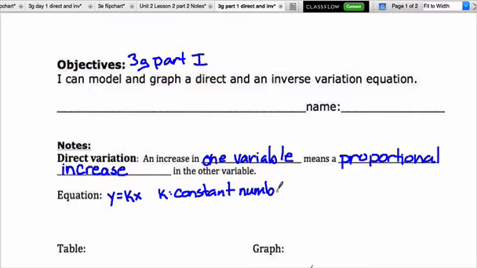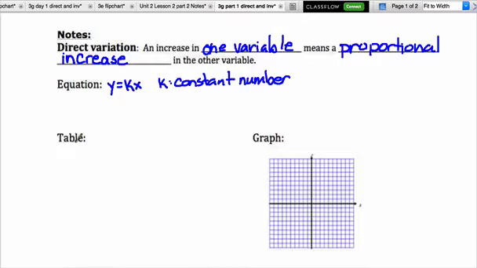As opposed to the x and y, which are numbers that are changing. If you put in a certain x, a certain y will come out. Okay, let's go ahead and make a table and a graph. So we're going to actually have to come up with an equation where k is a number. So I'm going to give you the equation y equals 2x. And then we're going to create this table.